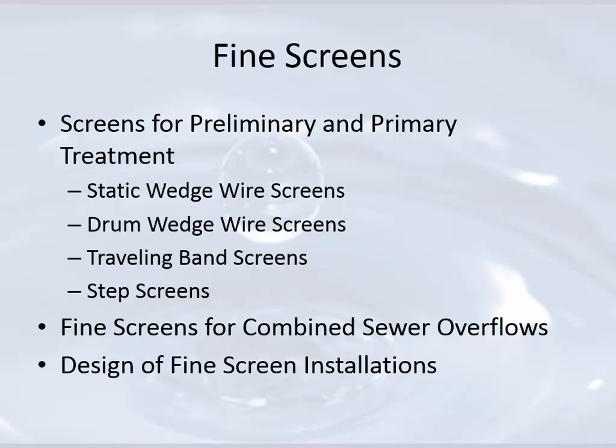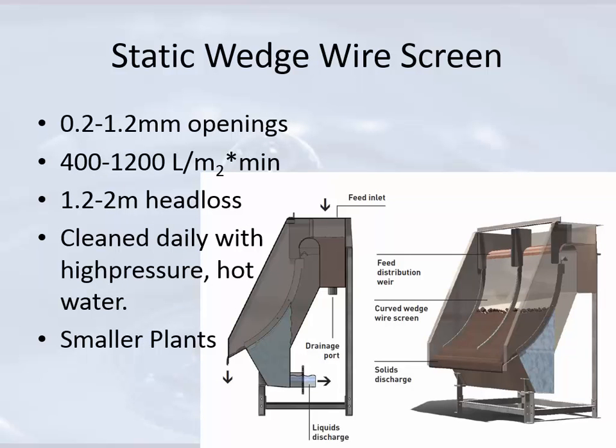So your fine screens are screens for preliminary and primary treatment. There's 4 different types that, again, the book went into: static wedge wire screens, drum wedge wire screens, traveling band screens, and step screens. Then it went into a little bit of fine screens for combined sewer overflows and some design equations. So here's your static wedge screen.